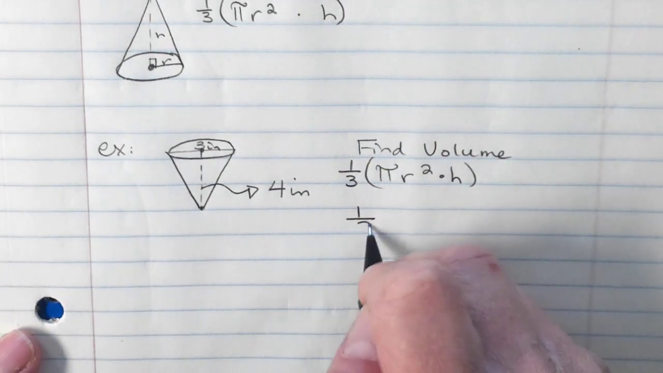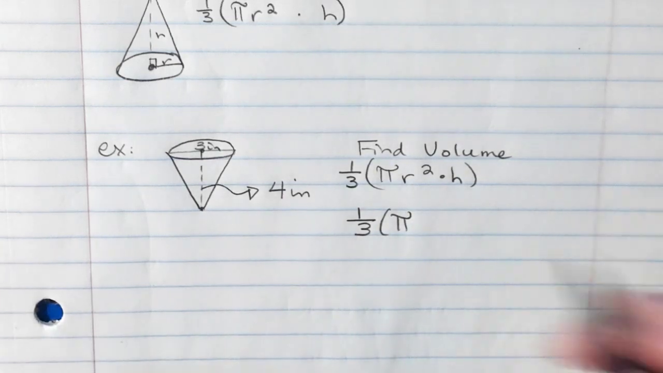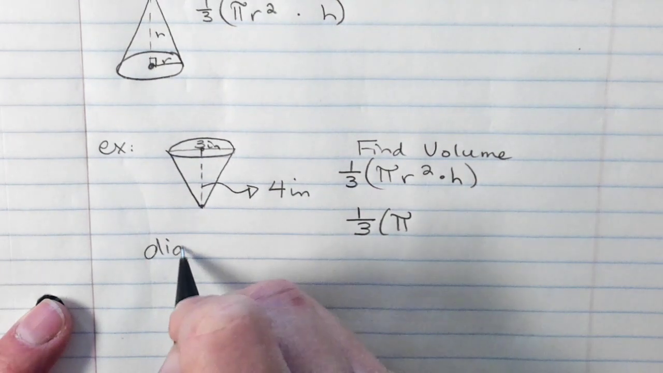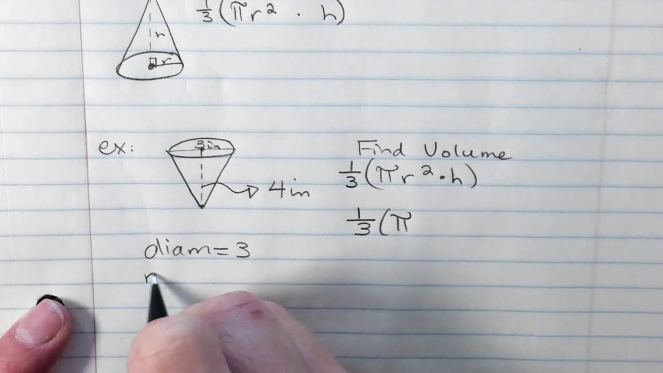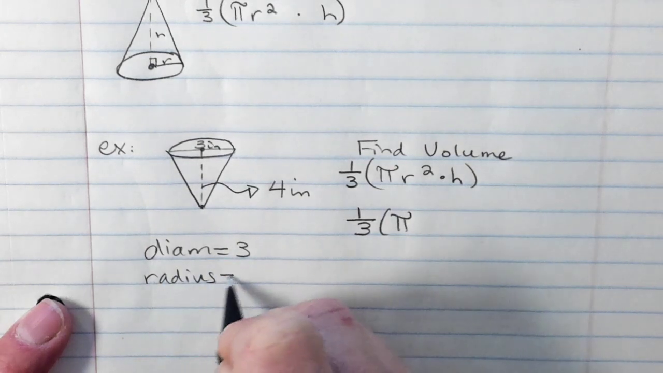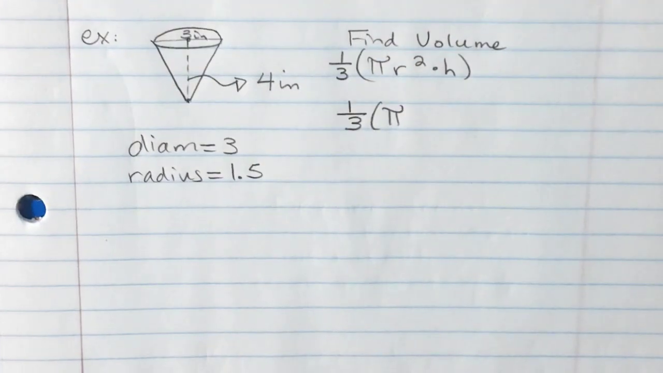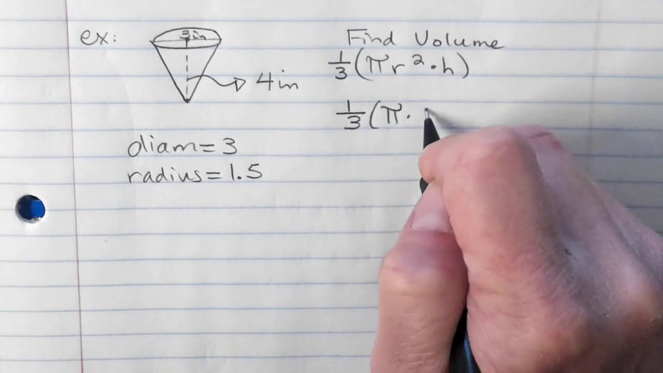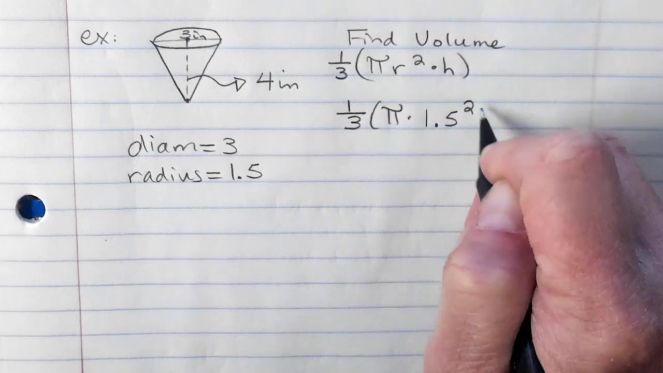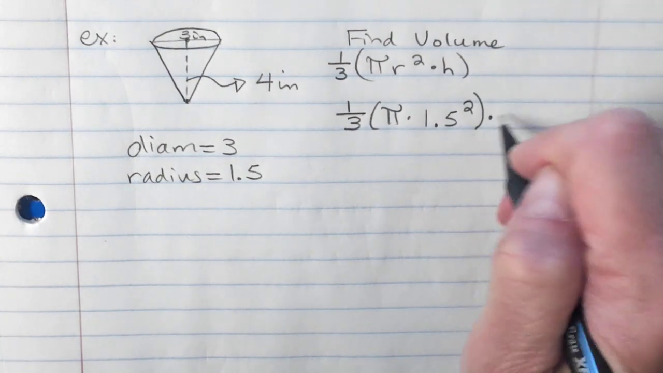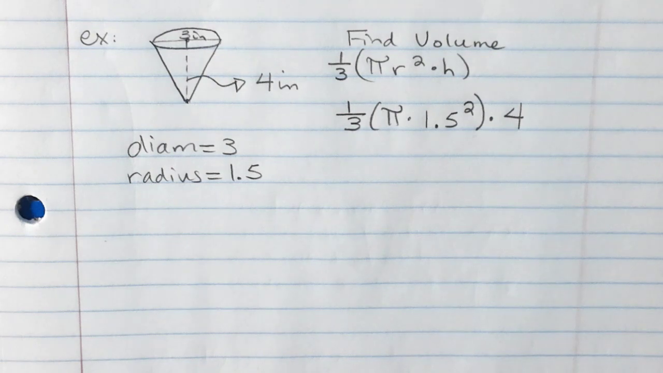Well, I can do the 1/3 and the pi. We have to be very careful with this concept of radius. Right now, our diameter is 3. So we have to convert that into a radius of 1.5. We have to cut that in half. So that 1.5 is going to be squared as our radius times our height of 4.